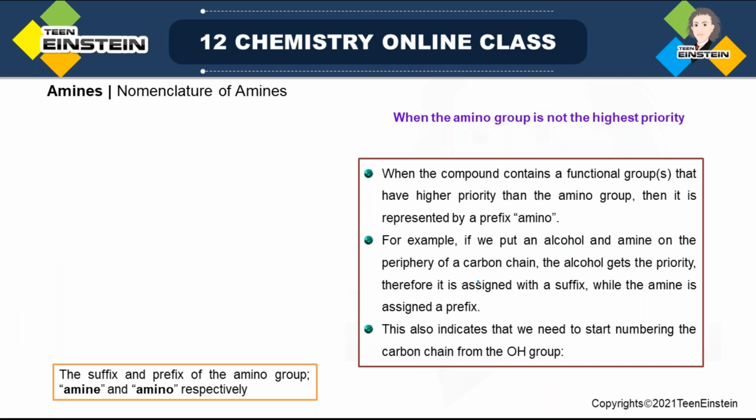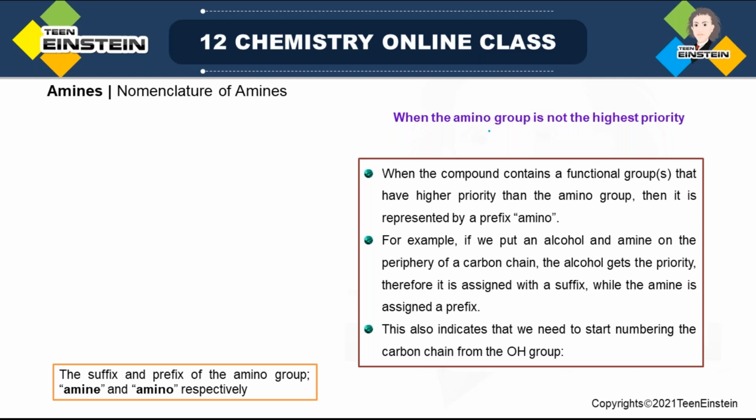Suppose there is another group, not just amino, some other group is also there, and this amino group now is not the highest priority. In the previous example, you have seen that a methyl group is present, but alkyl groups always get lesser priority than amino. But what if there is a group which has higher priority than amino? In that case, what to do, that we will see.